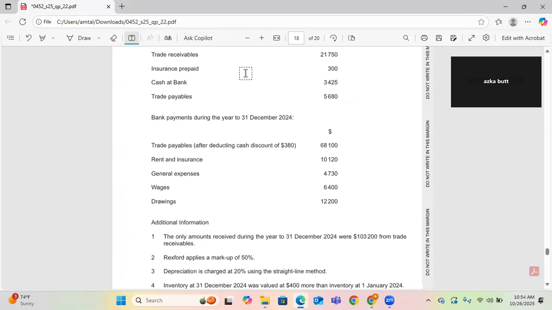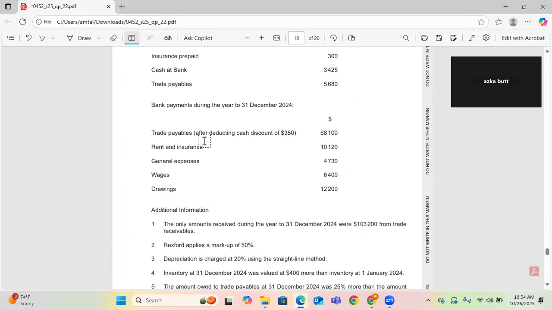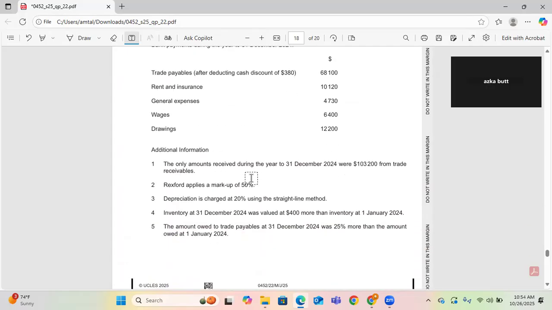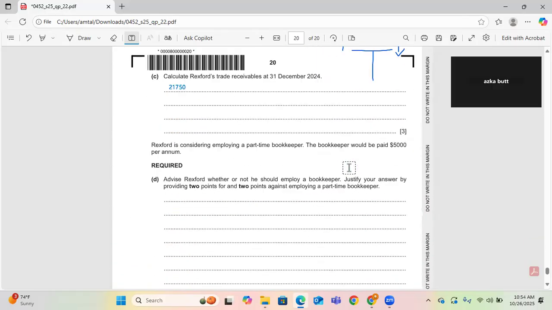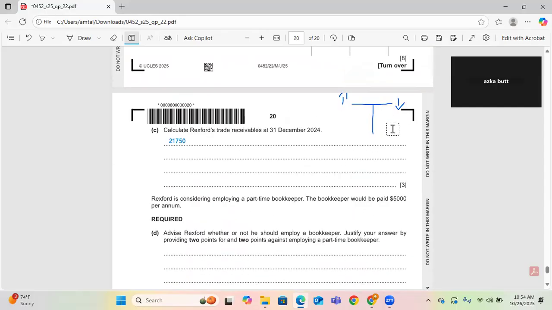Let's see the next information. Okay, so this one is related to the only amounts received during the year to 31st December 2024, which were 103,200 from trade receivable. So these are the payments which we received. Whenever we receive the payments, just remember we need to credit the trade receivable. Why? Because we already received that amount. Now the customer doesn't need to pay us again.